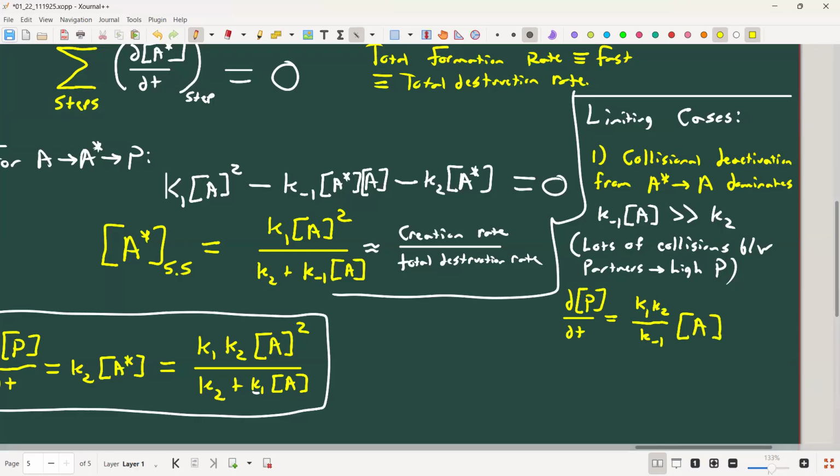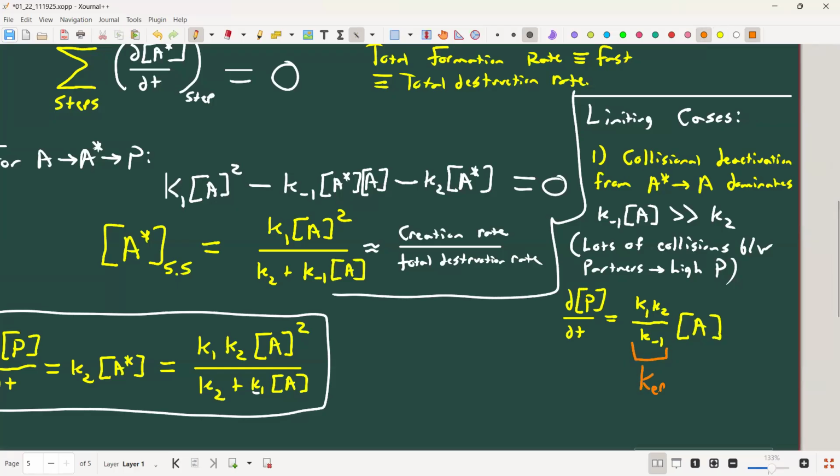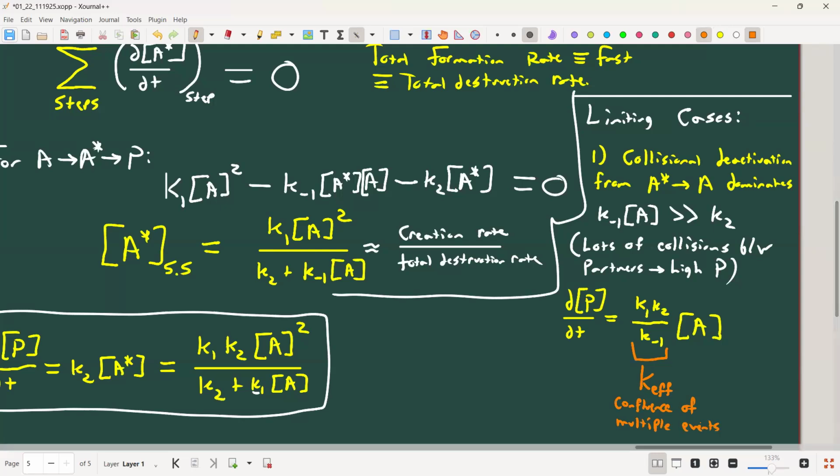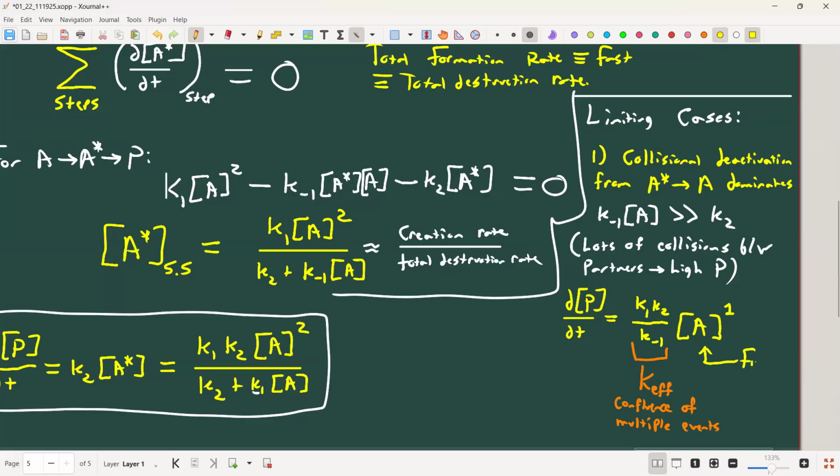All right, so I get this product of rate constants, but that's just a rate, right? These are just rates. So this is some effective rate constant, K effective. It's something I can measure, right? It's a confluence of multiple effects or multiple events. But at high pressure, it's first order, right? It's A to the 1. It's first order. Exactly the way you would expect, right?